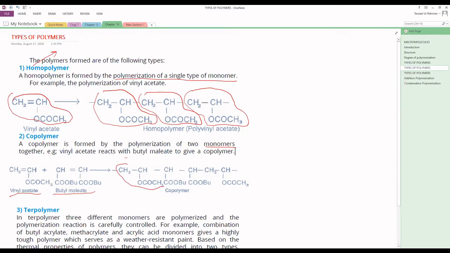These two units will repeat 1 2 1 2. So the repeating order will be 1 2 1 2 like this.